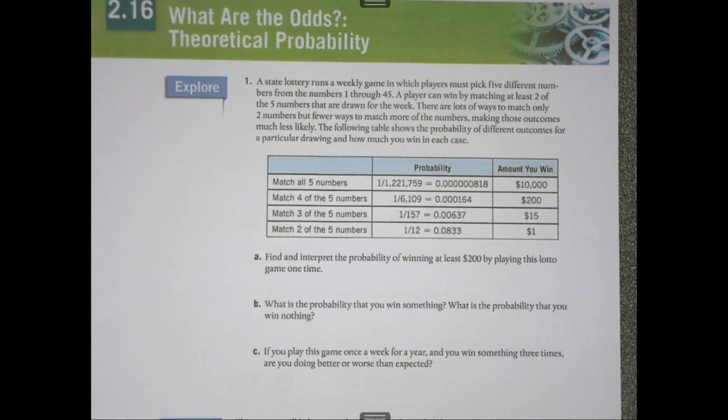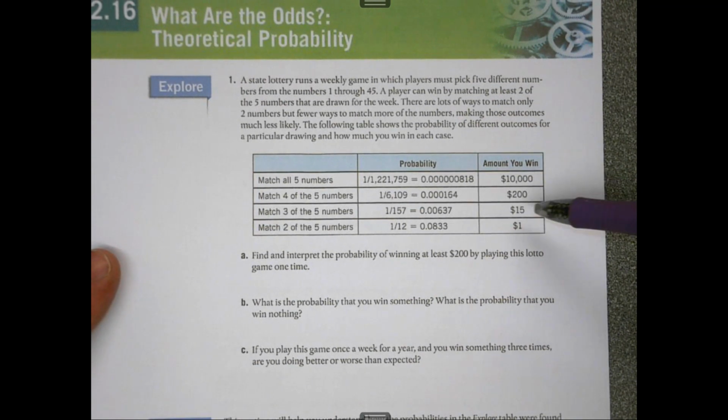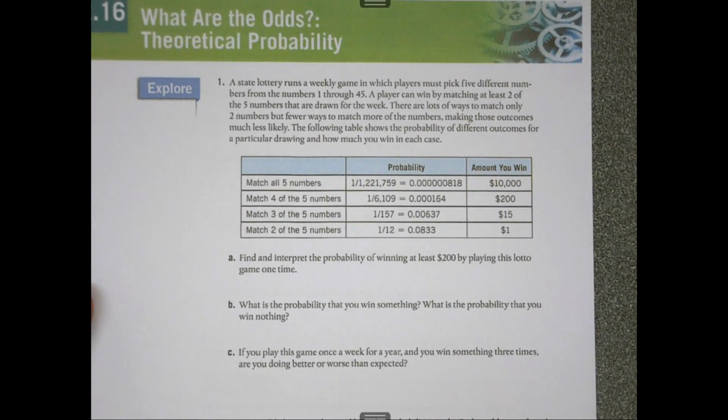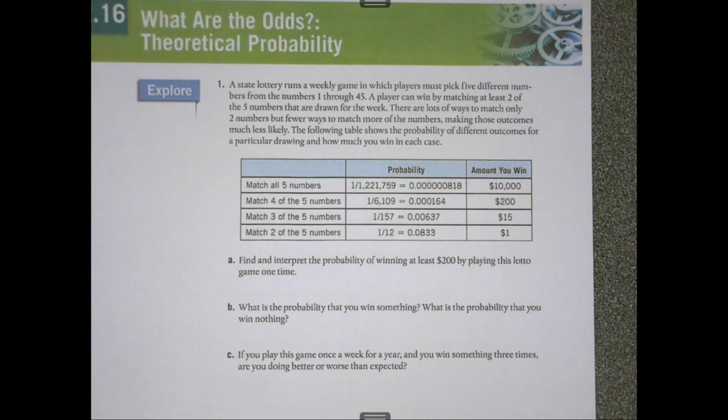Okay, section 2.16, theoretical probability. So let's take a look at the Explore section. They give us a little chart here, and they tell us the odds of winning a certain lottery. They give the odds here of matching four and the amounts, all five, and so on and so forth. So part A asks us, please find the probability of winning at least $200 by playing this lotto game.